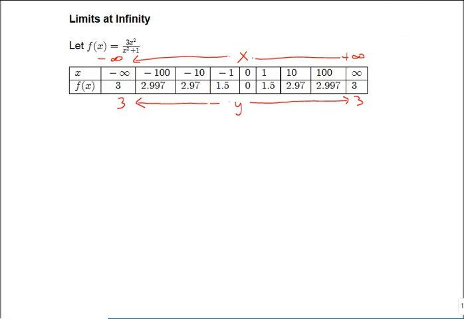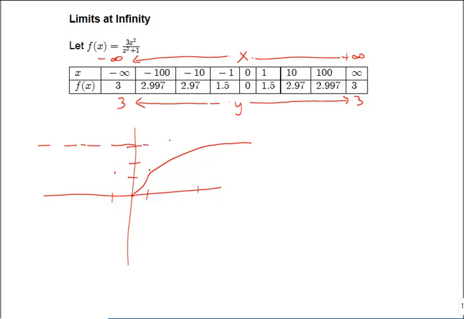So let's put this together into a graph. We know that we have a function that goes through (0, 0), and it goes through (1, 1.5) on both sides, and then 10, approximately 3. So we're getting closer and closer to 3 as we get this way. So our graph is going to look something like this. And likewise on the other side as well. This graph is symmetrical. So here's the graph of our function.